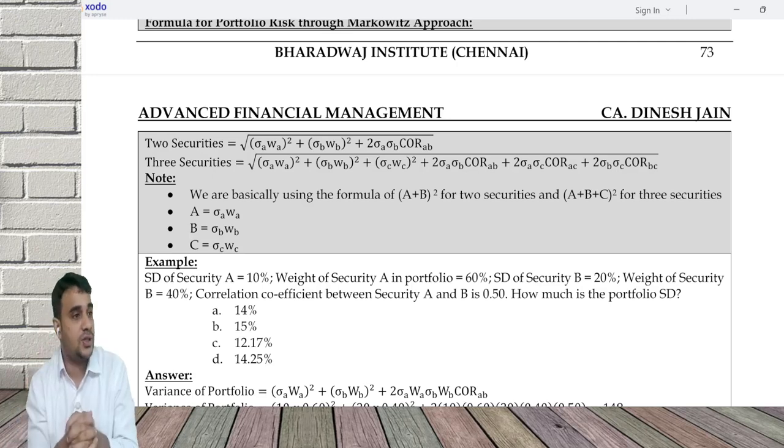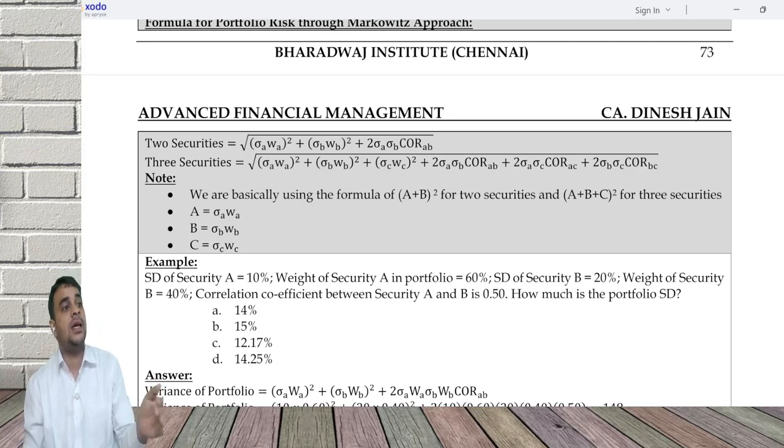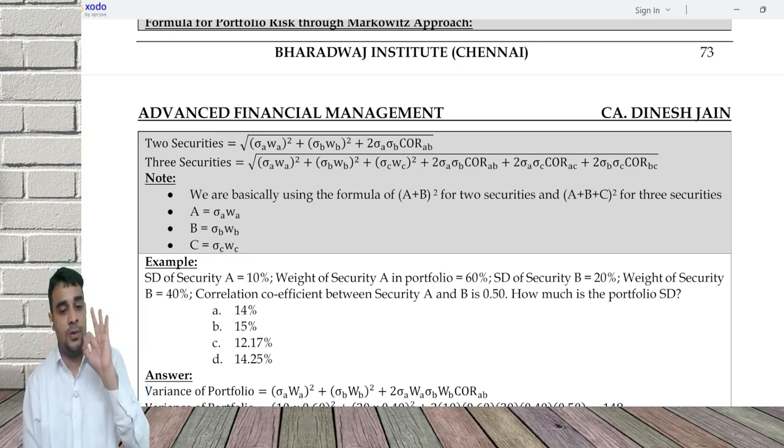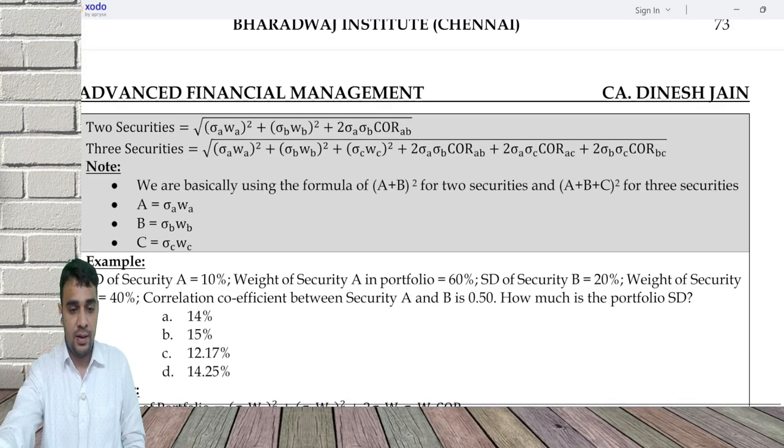So many correlations you will have to keep calculating. In the practical world, I can still go ahead and calculate because Excel can give me everything. But it becomes a little challenging as you do more and more securities through Markowitz. Maximum in exam is 3 securities. Let's do this now.